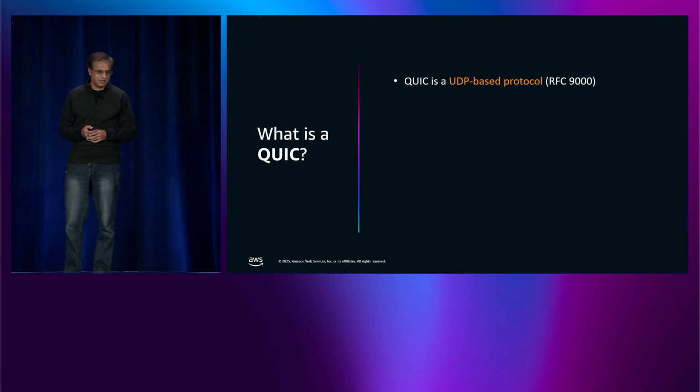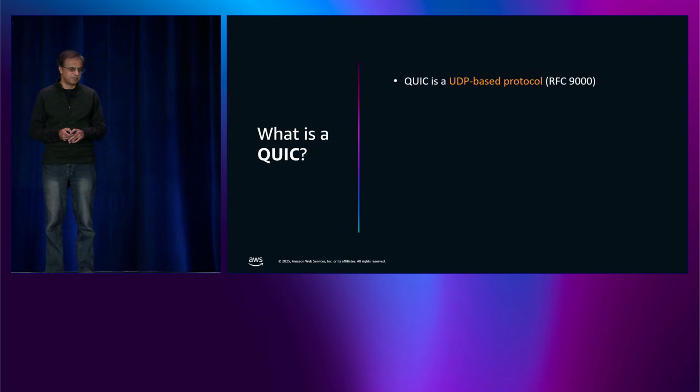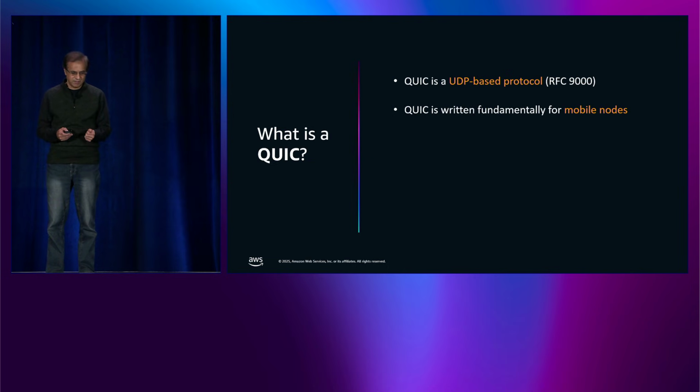So we'll do a little bit of overview of QUIC. QUIC is a newer protocol. It's a UDP-based protocol, RFC 9000. It is written fundamentally for mobile nodes. All the protocols that we have known so far for the TCP, UDP stack have been written for static nodes, but now, as we all know, the world has changed.